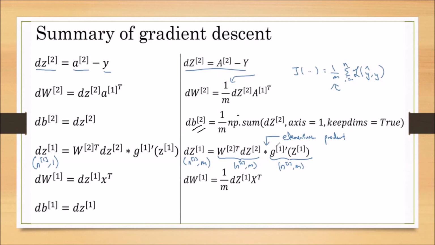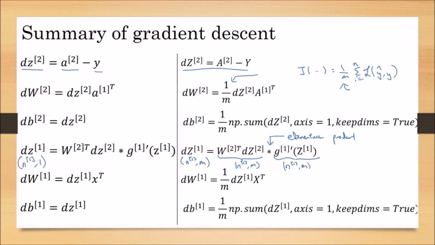Okay, right. Now in the next step we calculate dZ1. dZ1 is nothing but W2 transpose times dZ2, times g1 prime of Z1. Again, dW1 is nothing but 1 by m dZ1 times X transpose. We want to do the average, that's why we are writing 1 by m. Again, for dB1 also, we write 1 by m np.sum(dZ1, axis=1, keepdims=True). This is the code we implement for the back propagation.